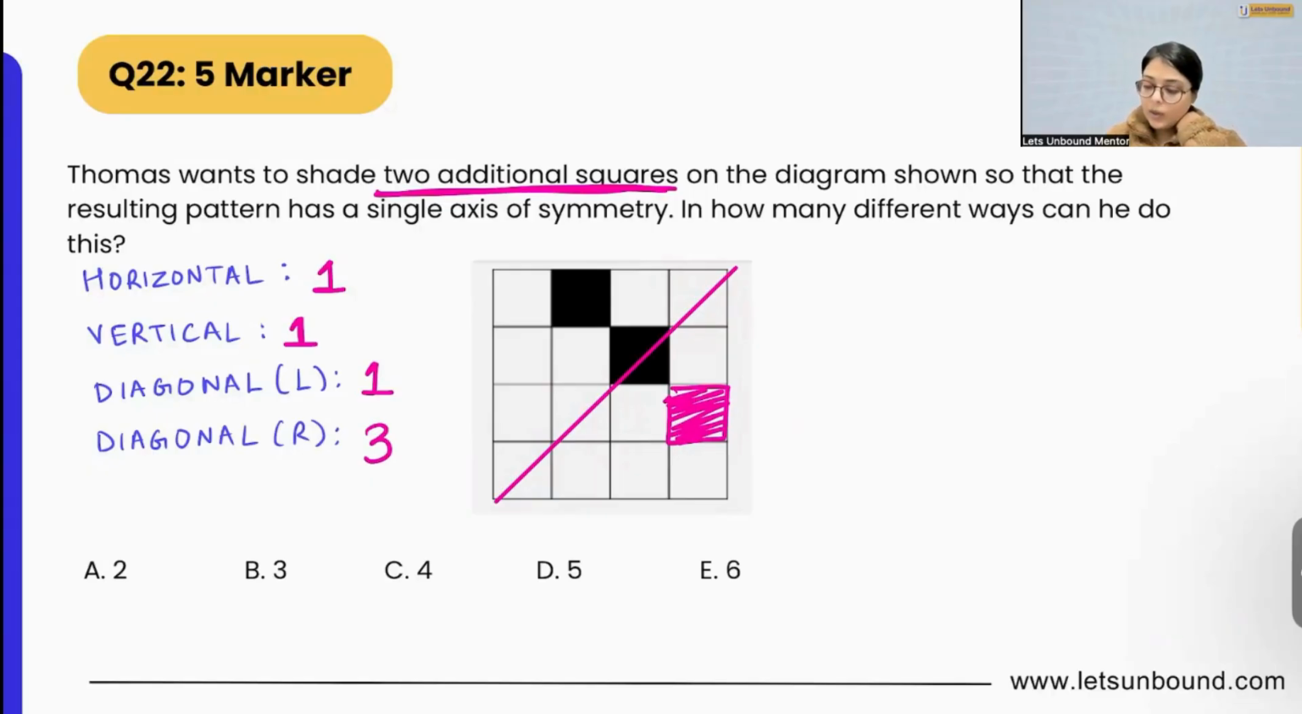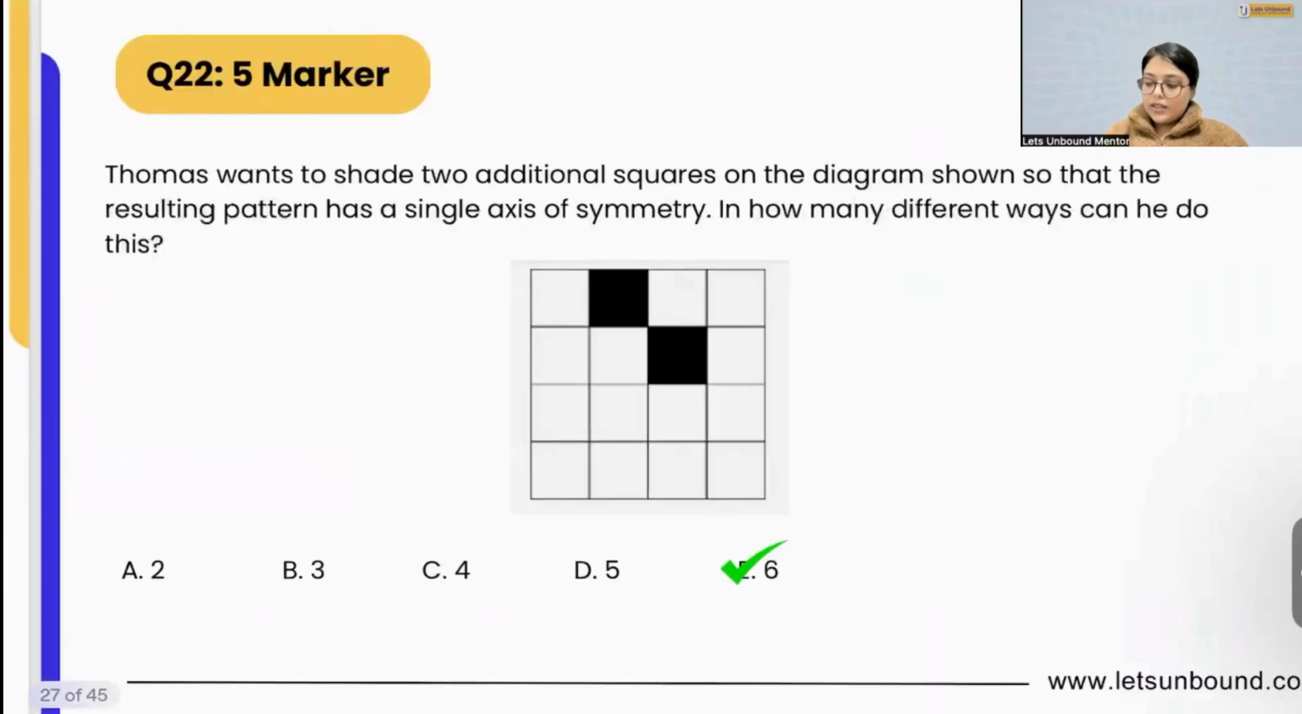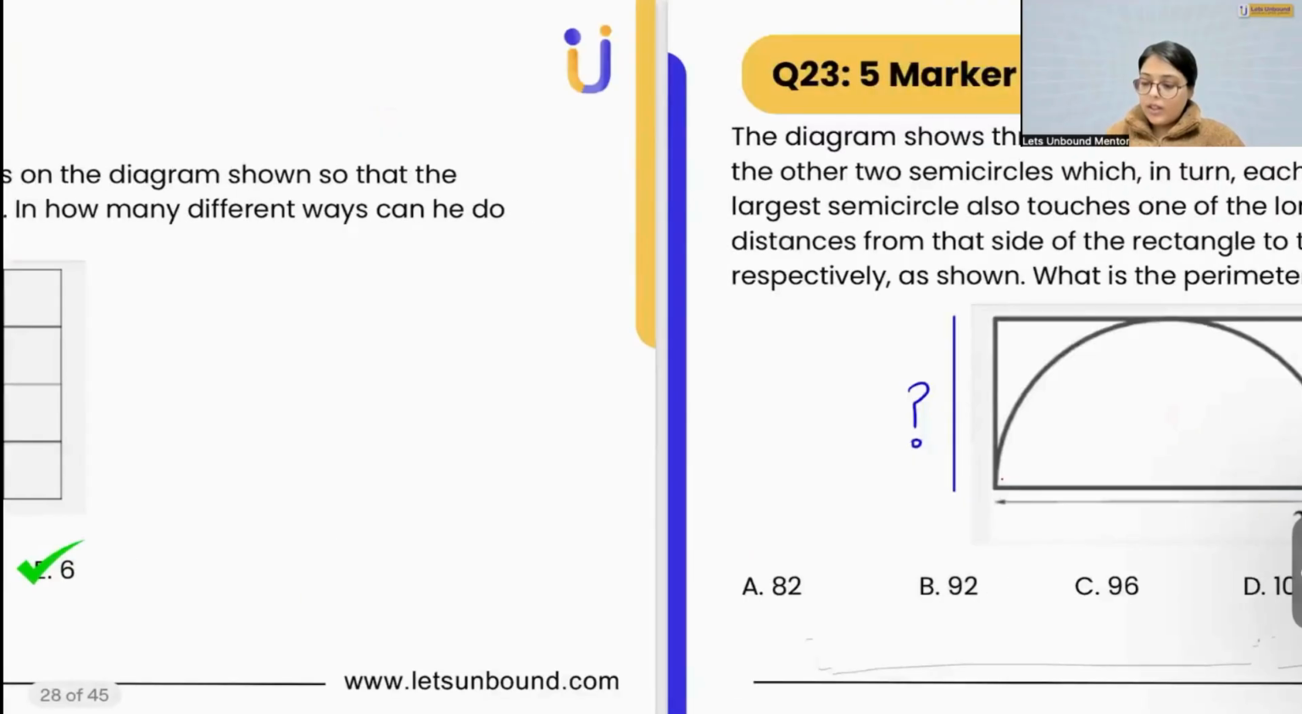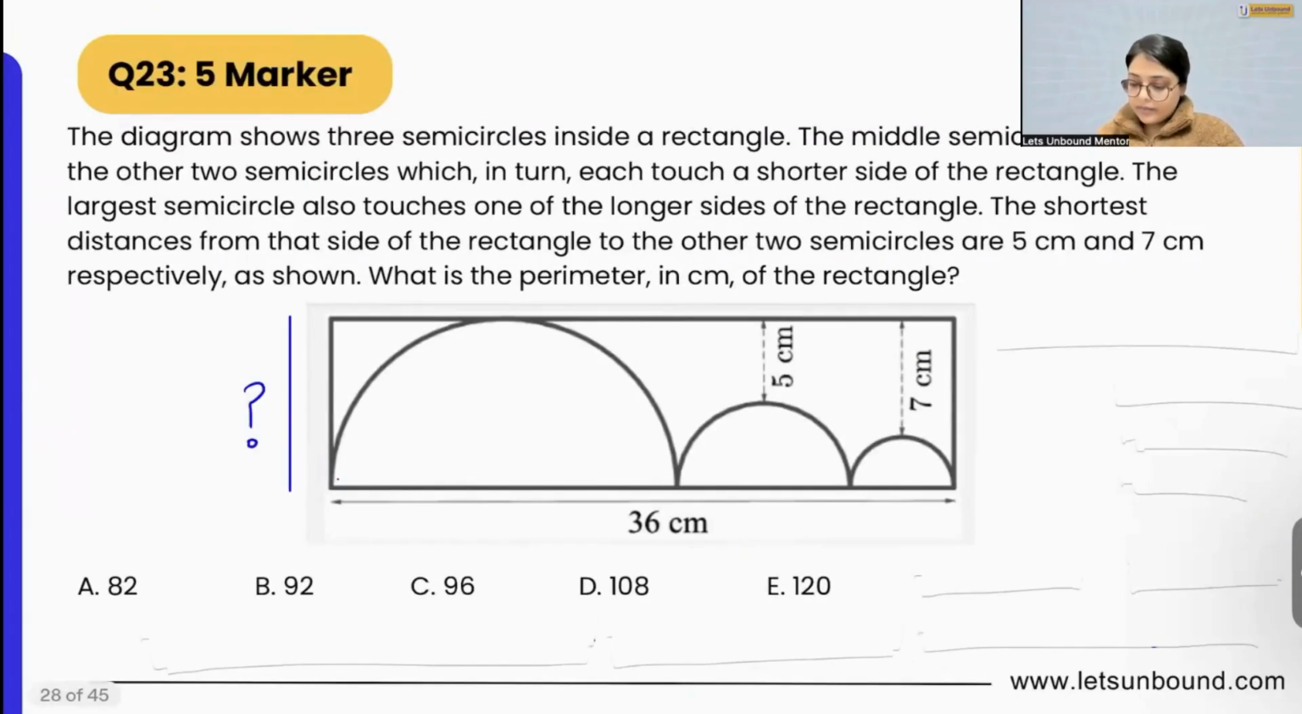So in total, how many possibilities do I have? 3 plus 1 plus 1 plus 1. That is in total 6. Okay, which is option E. Quite a simple question. So 6 is the correct answer. Let's move to the next question, which is question 23.